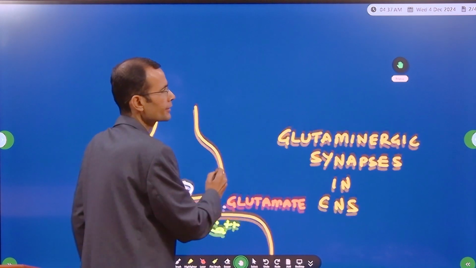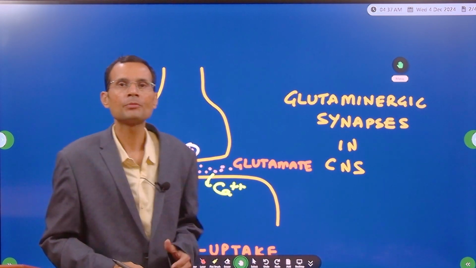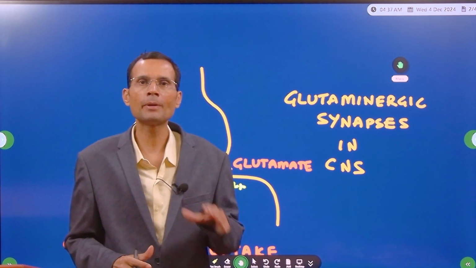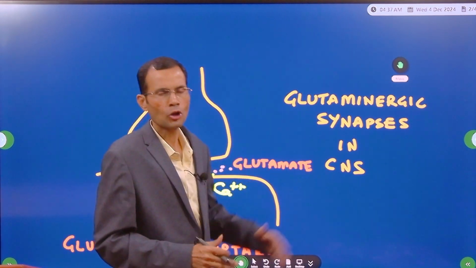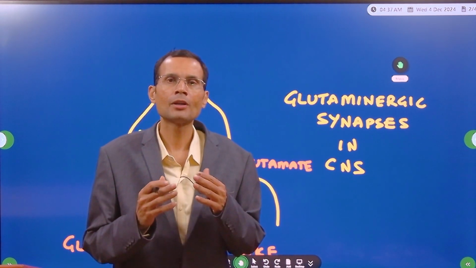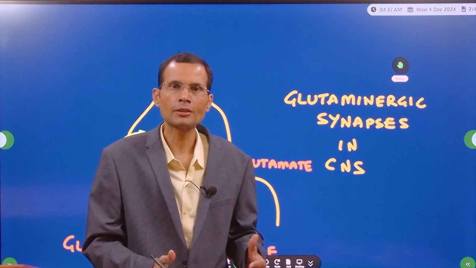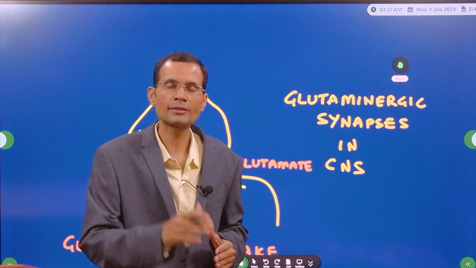Now, first things first, you know there are glutaminergic synapses in the brain. In fact, more than 90% of excitatory transmission in the brain is because of glutamate. Glutamate is the commonest excitatory transmitter in the brain. And how does glutamate work? By increasing the calcium influx in the postsynaptic neurons.